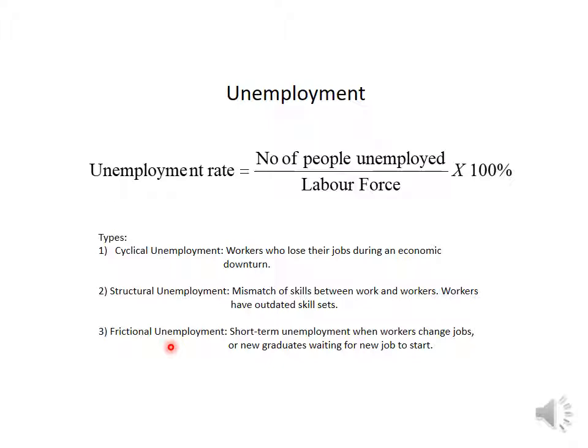Now you must remember how to resolve these unemployment types. For cyclical, just use expansionary fiscal or monetary policy. For structural, you can encourage them to go back to school to upgrade themselves. And for frictional, job fairs to help them find jobs faster.